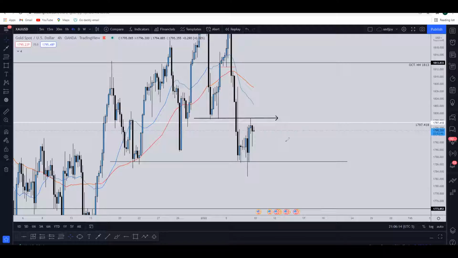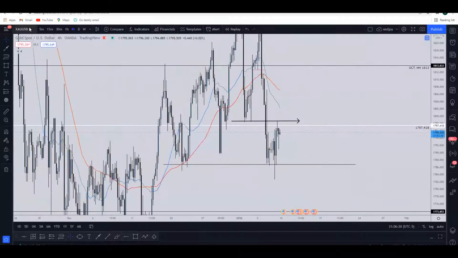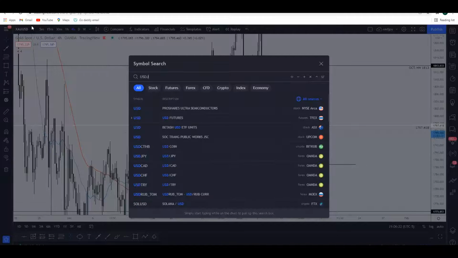You get it? Raul, I have a question. Yeah. Can you look at USD JPY and tell me what you think, if it's going to continue bullish?